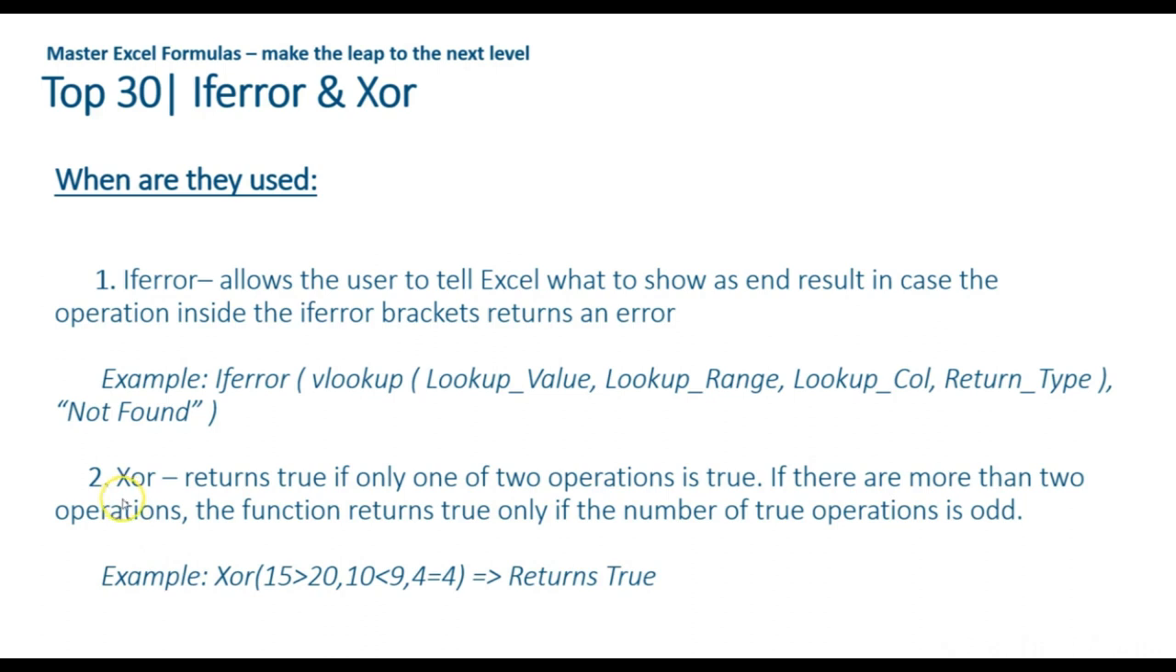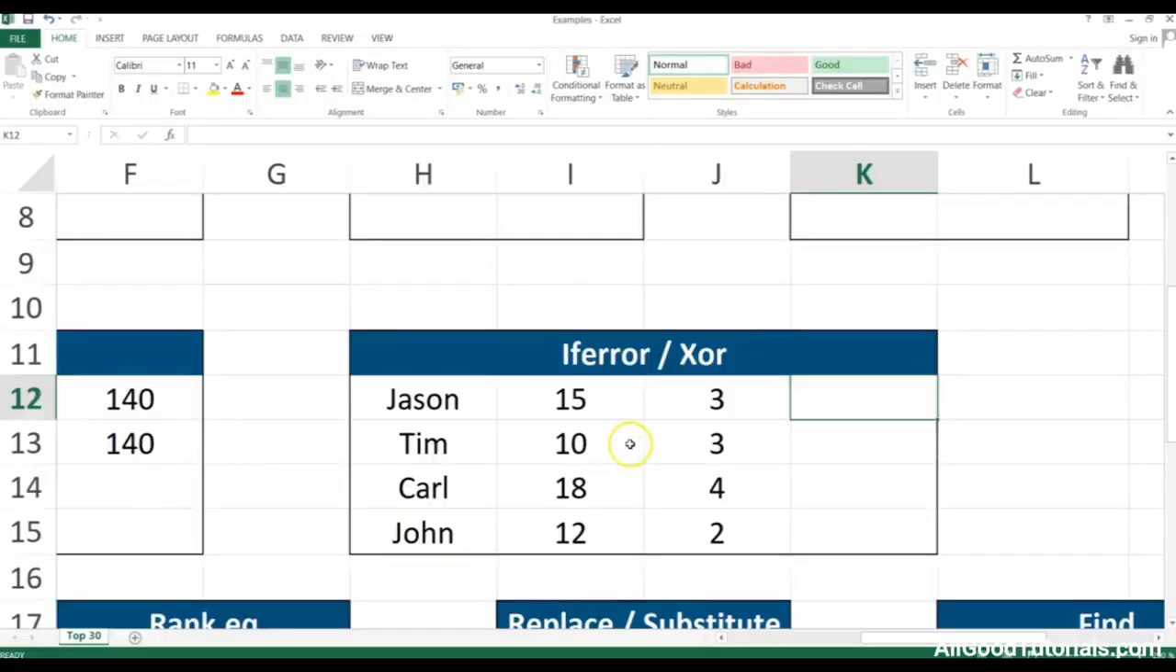The XOR, the other formula, is another logical function, and it returns true if there are only 2 operations and only one is true, okay? If both of them are true, it will return false. And then if there are more than 2 operations inside the brackets, the function returns true only if the number of true operations inside is odd, okay? Now let me show you what I mean by all this, by giving examples.